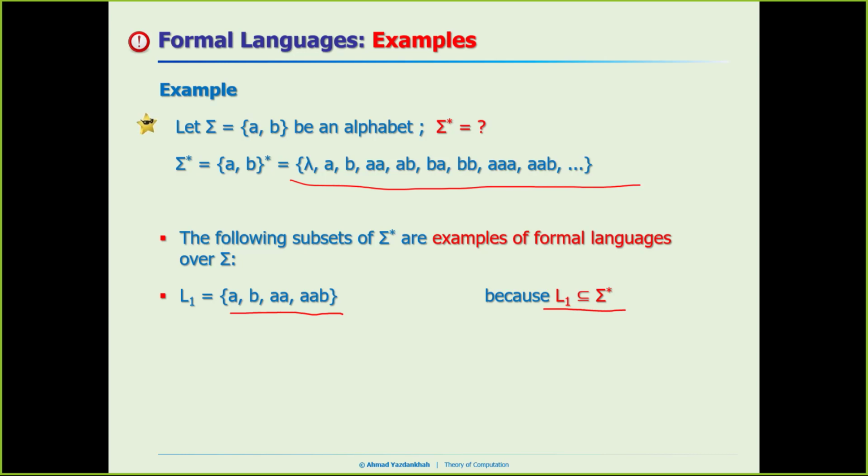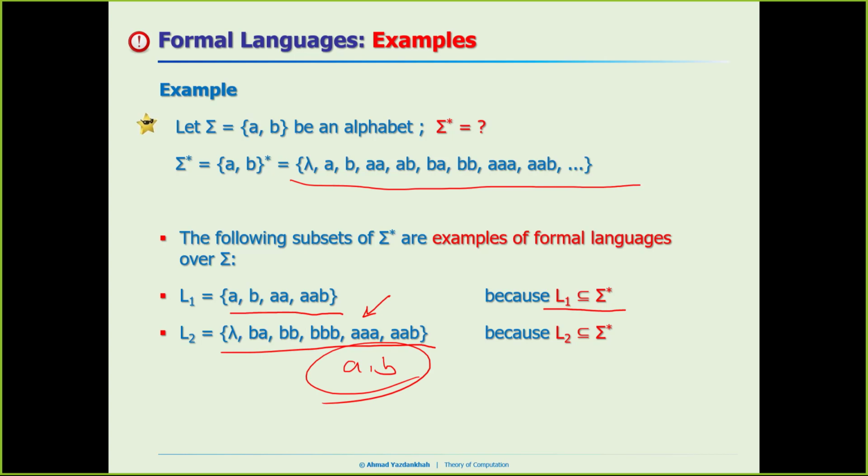How about L2? As long as it contains A and B, any string that contains A and B, you are sure that that string belongs to sigma star. So any subset like this is a formal language over that alphabet. When we define a formal language, we should say over what? We should specify the alphabet. So yes, L2 is a subset of sigma star. That's why it is a formal language.